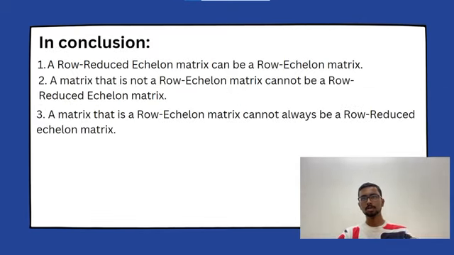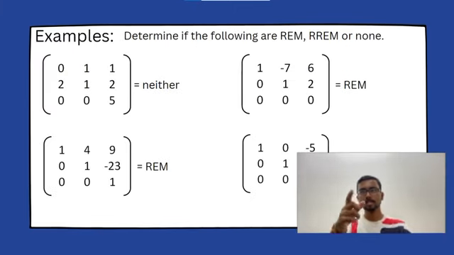In conclusion, a row reduced echelon matrix can be a row echelon matrix. A matrix that is not a row echelon matrix cannot be a row reduced echelon matrix. A matrix that is a row echelon matrix cannot always be a row reduced echelon matrix. So let us look at some examples now. Determine if the following are REM, RREM or none.